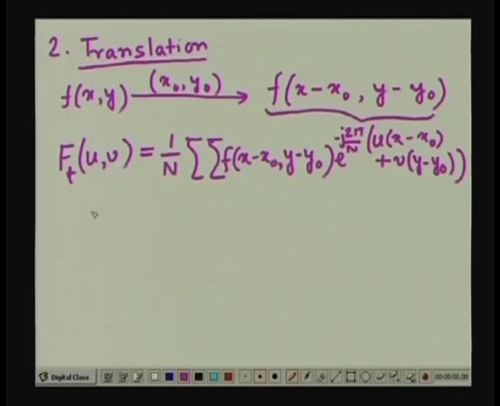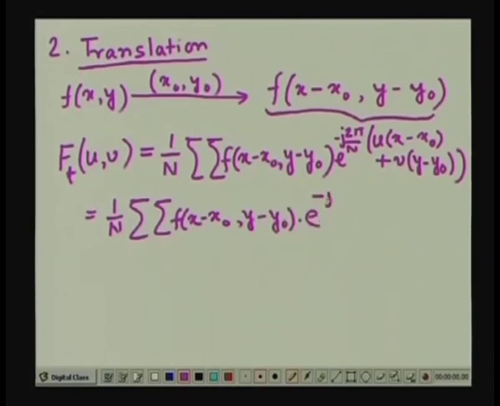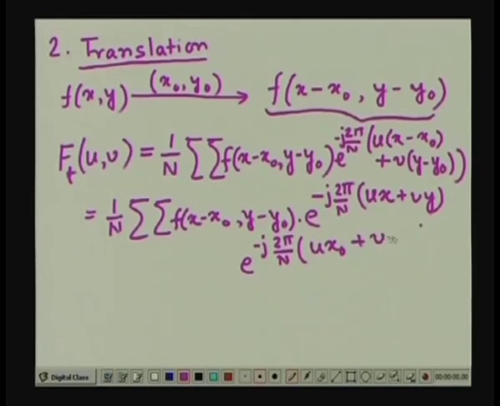If I expand this, what I will get is 1 upon capital N into the double summation of f of (x minus x naught, y minus y naught) into e to the power minus j 2 pi by N (u x plus v y), into e to the power minus j 2 pi by N (u x naught plus v y naught), by simply expanding this particular expression.